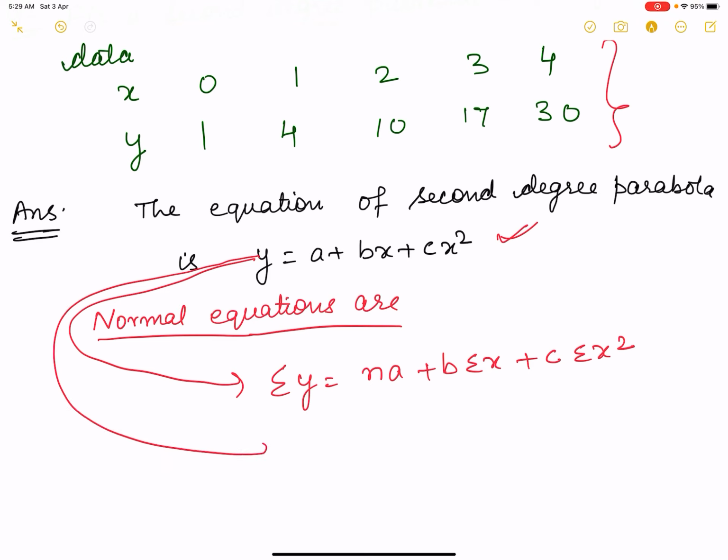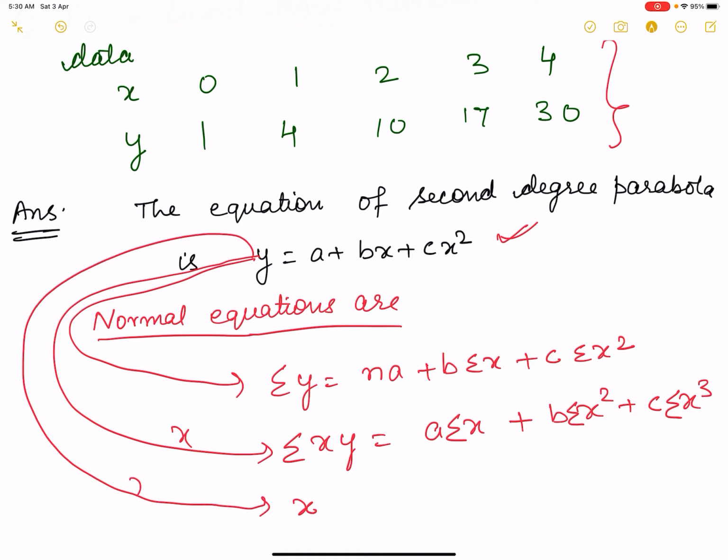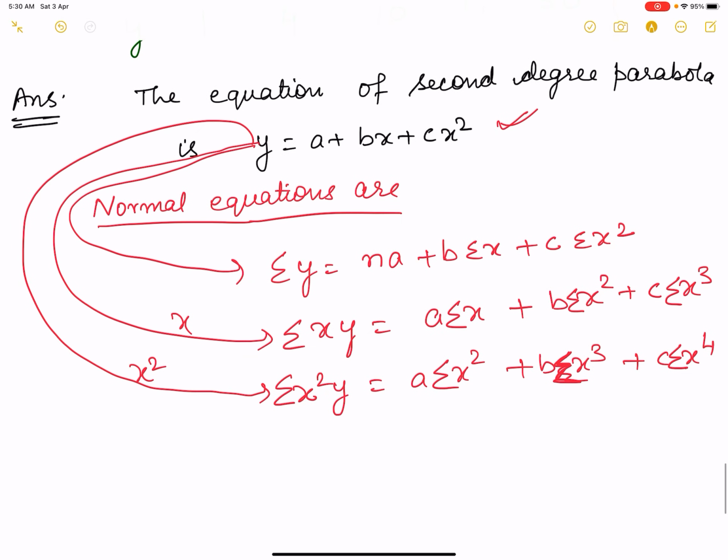Now multiply this by x. So we have xy is equal to ax. Take sigma on both the sides. Now multiply it by x square, take sigma on both the sides. This is the normal equation.